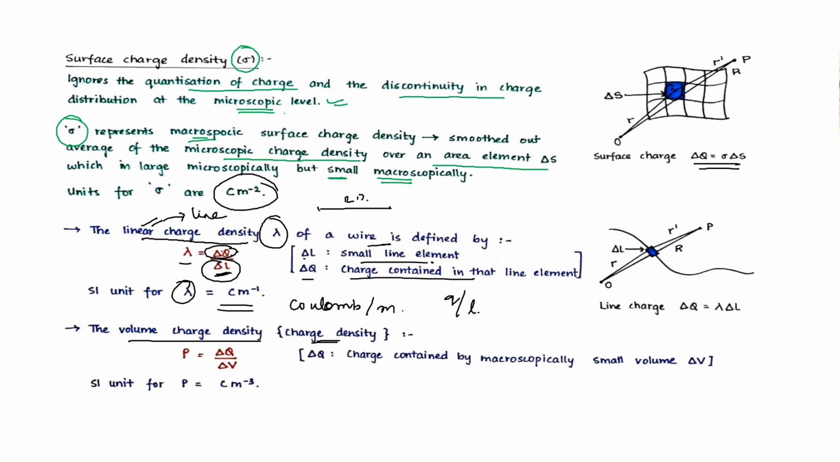Now volume charge density is simply termed as charge density also. It is the charge density which we use most of the time, denoted by rho, and it is given as del Q over a volume of del V. Del Q is the charge contained by a macroscopically small volume del V. Like microscopically it is big, but what about macroscopically? It is small, and the SI unit for it is coulomb per meter cube.